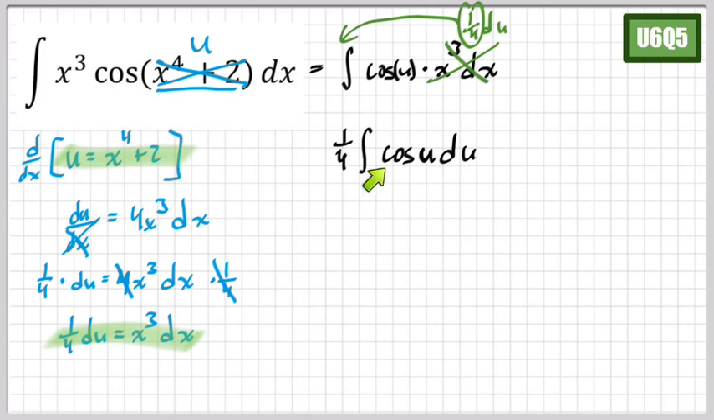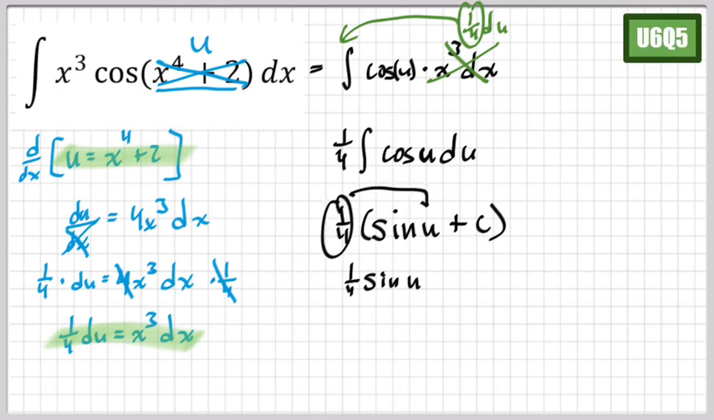Do you guys know what the antiderivative of cosine is? Sine. Yep, sine u, and then plus c, right? And then you put your times 1/4. And then you're supposed to multiply the 1/4 out. So 1/4 times sine is just going to be 1/4 sine u. You don't multiply this 1/4 to the u because the u is inside the sine. And then you're supposed to multiply the 1/4 times the c. But we don't even know what c is.